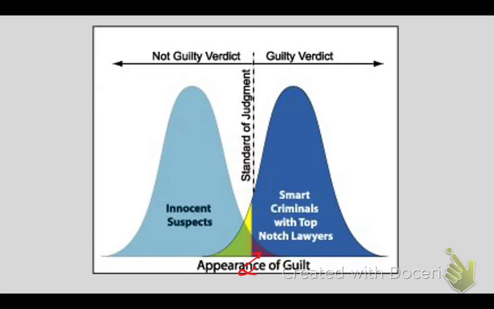And then in the dark blue, we have our smart criminals with top-notch lawyers. We hope most of them would end up getting a guilty verdict, but there would be some that don't, and that represents that yellow area, which is our beta. So our type 2 error, which is our false negative. They falsely got a negative. They said not guilty, falsely, right? So that's a false negative. They should have been found guilty.